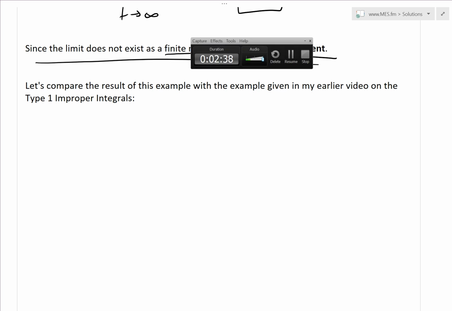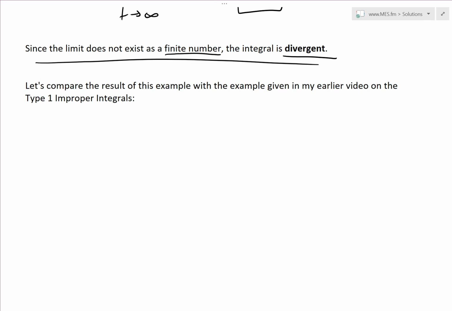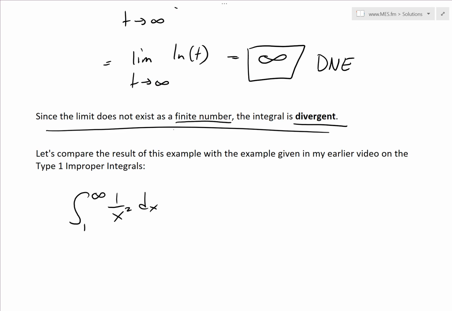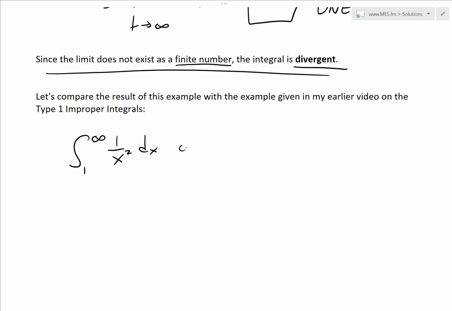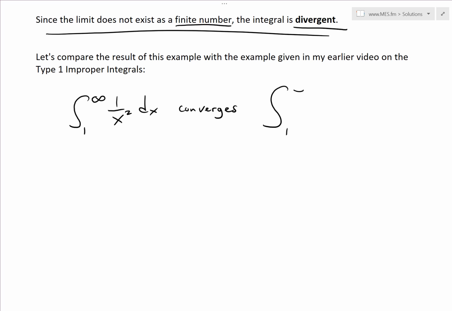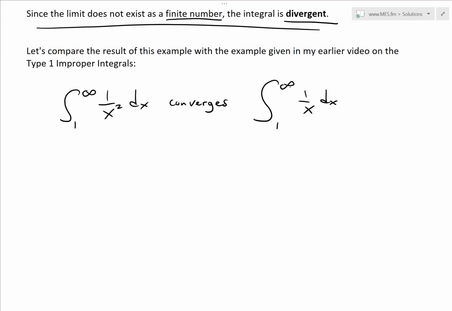Now let's compare the result of this example with the example given in my earlier video on type 1 improper integrals. In that one, I went over the integral from 1 to infinity of 1 over x squared dx, and we found out that this converges to a finite number. So this converges, compared to the one we have right now, 1 to infinity of 1 over x dx, which diverges.